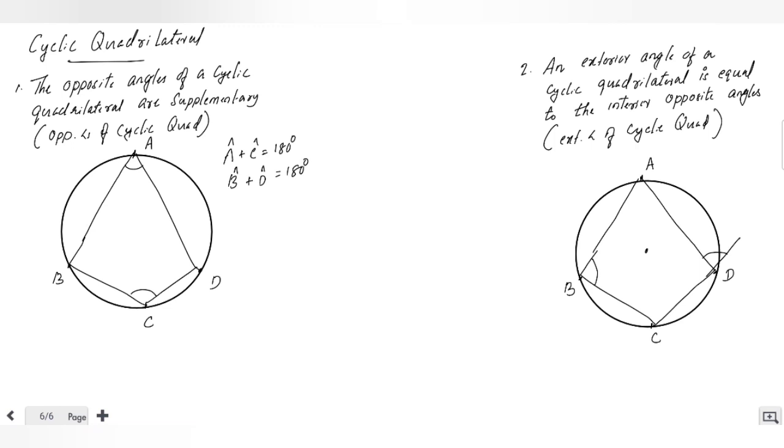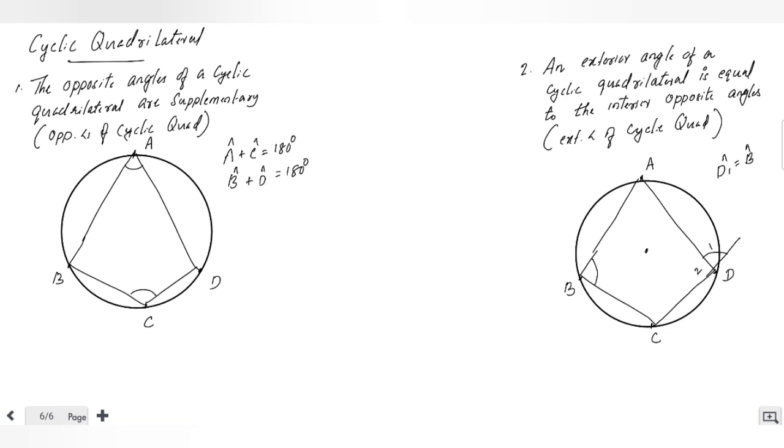Okay, then another property here: the exterior angle of a cyclic quadrilateral is equal to the interior opposite angle. In short, exterior angle of a cyclic quad we say. So look at that diagram, D. You can see the exterior angle D1, D2. There D1 is equal to angle B. So these two properties you need to know, and sometimes, especially the first one, they will ask you to prove. That is, opposite angles of a cyclic quadrilateral are supplementary.